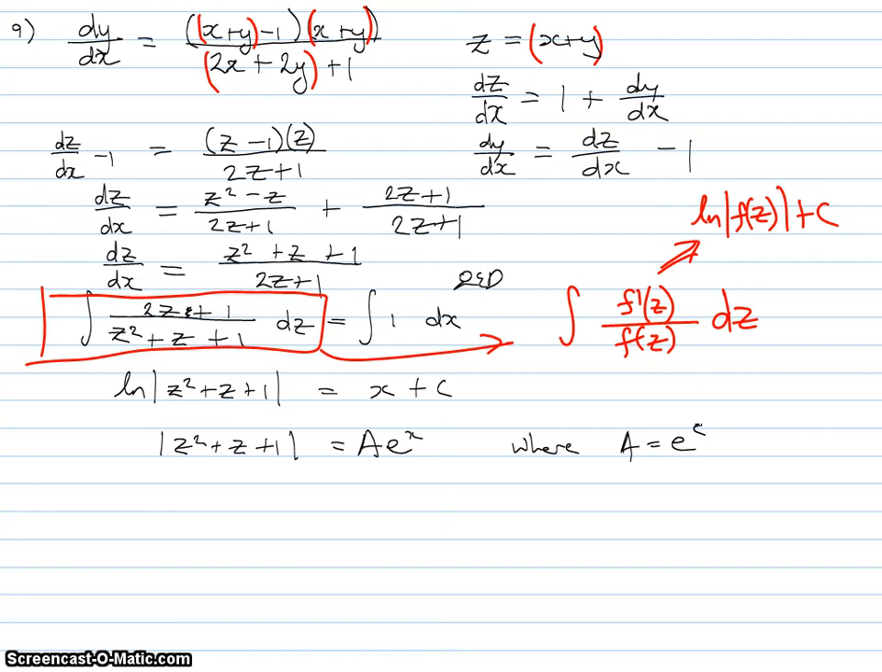Now, I'm taking the absolute value of this expression, but I don't actually need to do that, because if you look at this quadratic, it has no real roots and is always positive because it's a positive z squared. So I can get rid of the absolute value signs, and in the next line I'm also going to turn it back from being in terms of z to being in terms of x and y again. So what does that give me? That gives me (x plus y) squared plus (x plus y) plus 1 is equal to a e to the power x. And this is our general solution, and we are done.